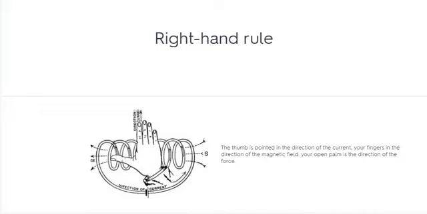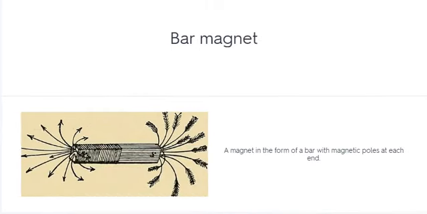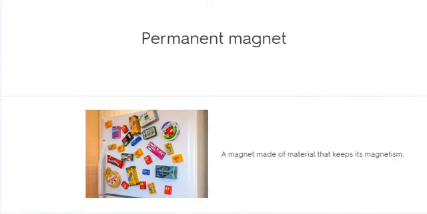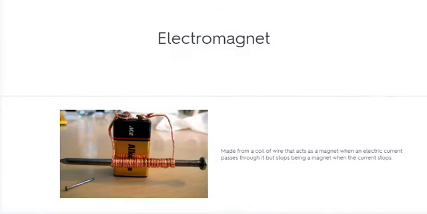Right-hand rule: the thumb is pointed in the direction of the current, your fingers in the direction of the magnetic field, and your open palm is the direction of the force. Bar magnet: a magnet in the form of a bar with magnetic poles at each end. Permanent magnet: a magnet made of material that keeps its magnetism. Electromagnet: made from a coil of wire that acts as a magnet when an electric current passes through it but stops being a magnet when the current stops.